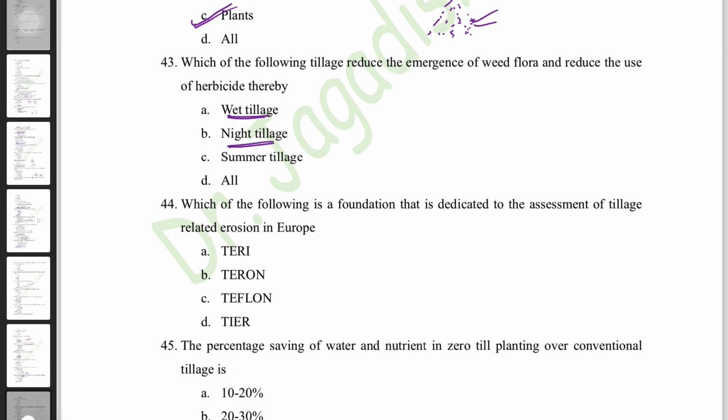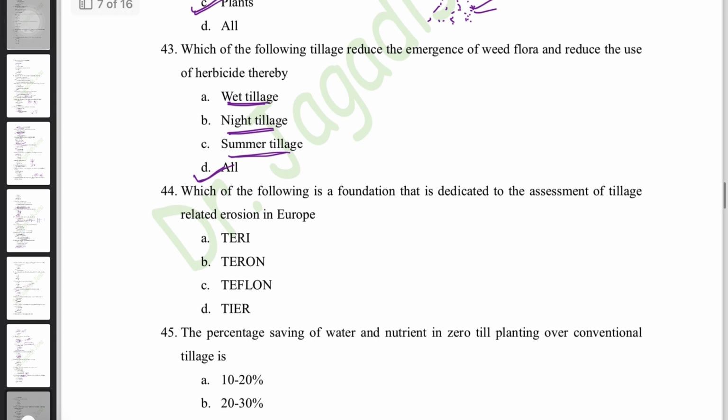Night tillage also, because when you are doing night tillage, the weed seeds are exposed to night, so negative photoblastic seeds will not germinate in night. Then summer tillage also exposes the weed seeds to high intense solar radiation, so that will also destroy the weed seeds. So all of these practices will reduce the emergence of weed flora and reduce the use of herbicide.